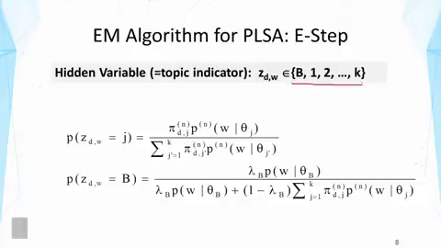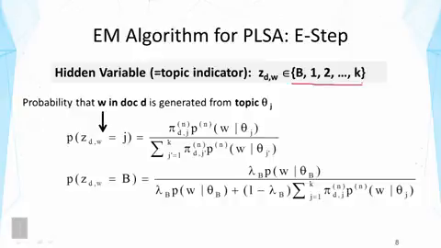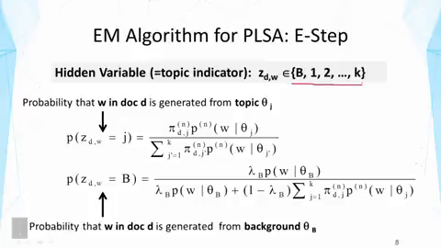Right? So now the E step, as you can recall, is to augment the data by predicting the values of this hidden variable. So we're going to predict for a word whether the word has come from one of these k+1 distributions. This equation allows us to predict the probability that the word W in document D is generated from topic theta sub j. And the bottom one is to predict the probability that this word has been generated from the background.